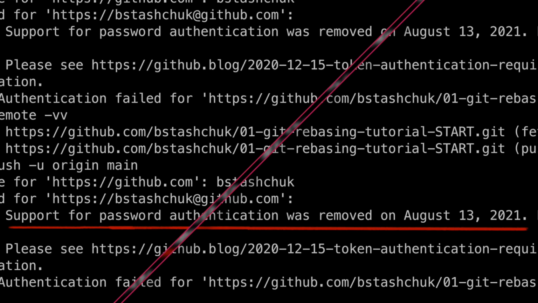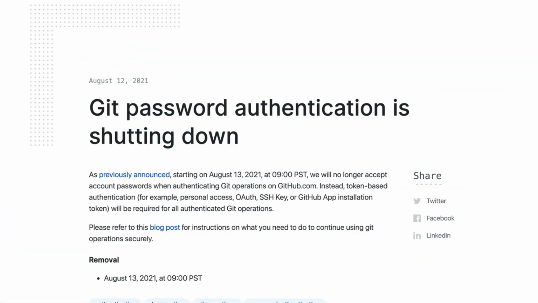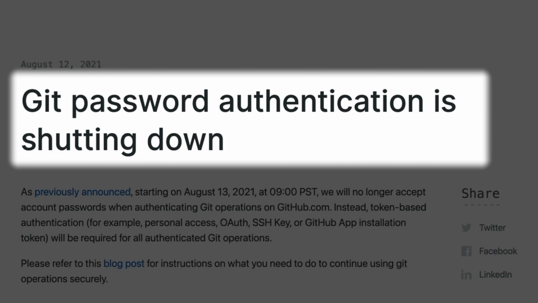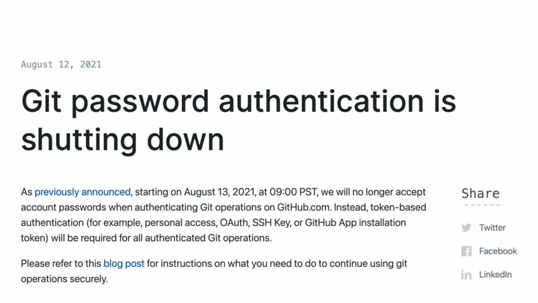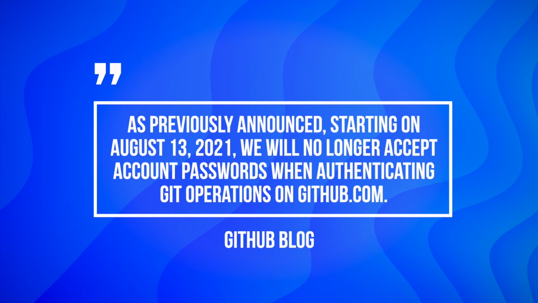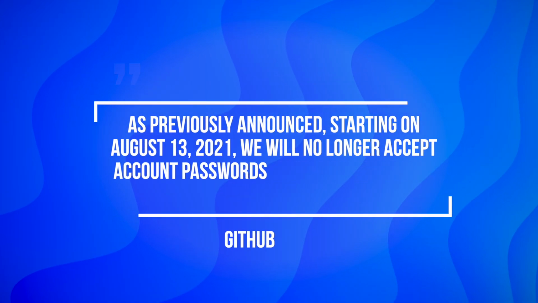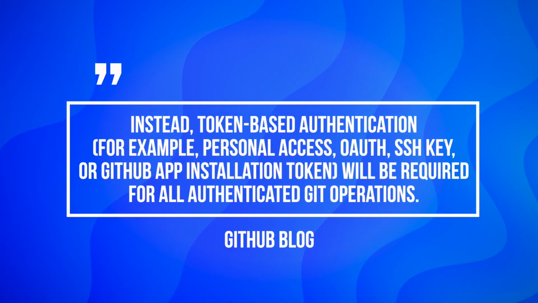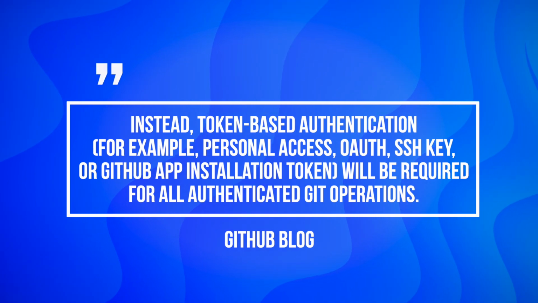And in one of the articles in the GitHub blog you can find details about the reason for such errors. On August 12, 2021, an article was published with the title Git password authentication is shutting down. Before making this change, GitHub sent multiple announcements in order to prepare all users for this change. And finally, you are no longer able to use your GitHub password in order to perform your Git operations, and instead you have to use token-based authentication. For example, you need to create a personal access token or create an SSH key and add it in your GitHub account.